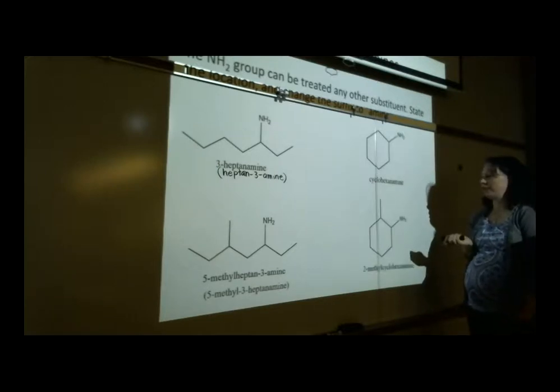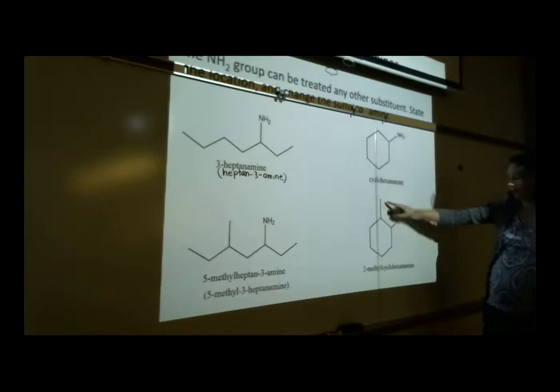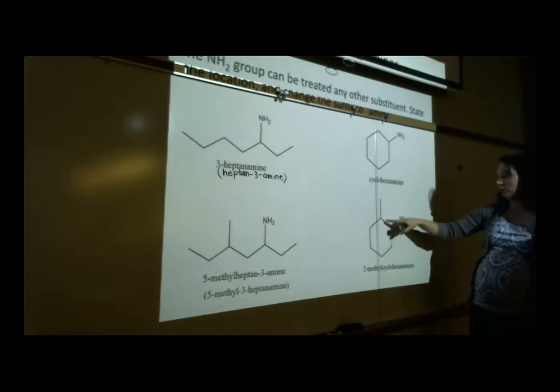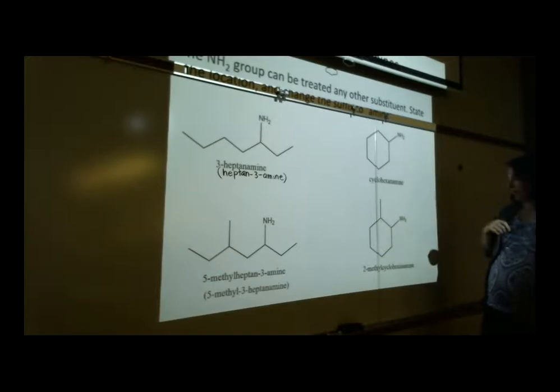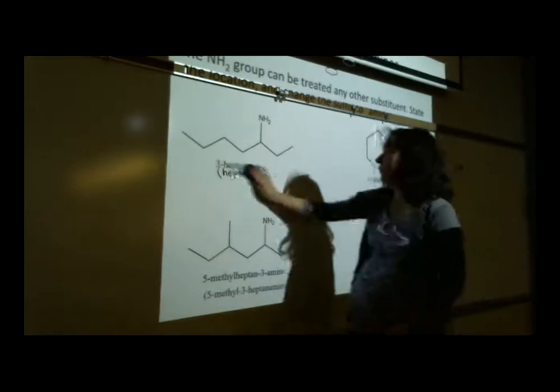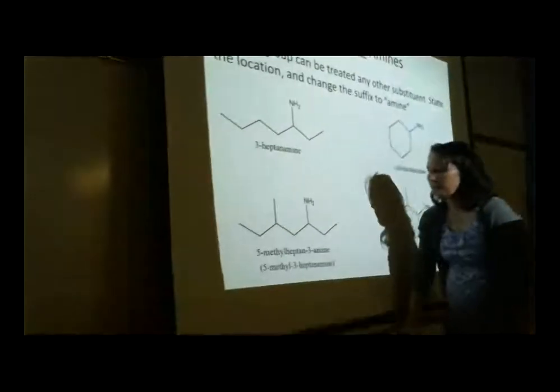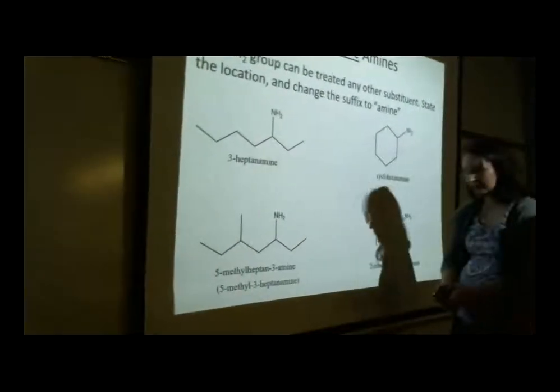And then if there's another substituent like a methyl group, right? This one pulls rank over this one. Okay, so that would be 2-methylcyclohexanamine. Make sense? All right. So these are, again, these are still pretty easy. These aren't ones that are too difficult.